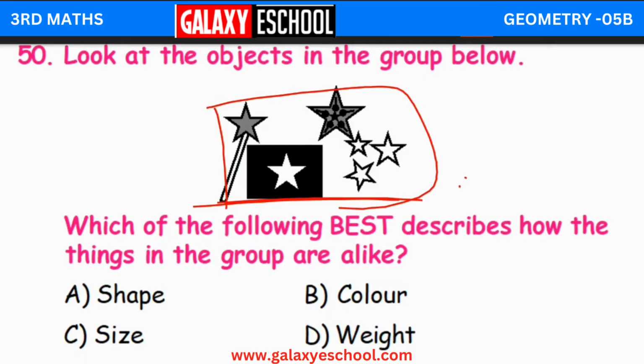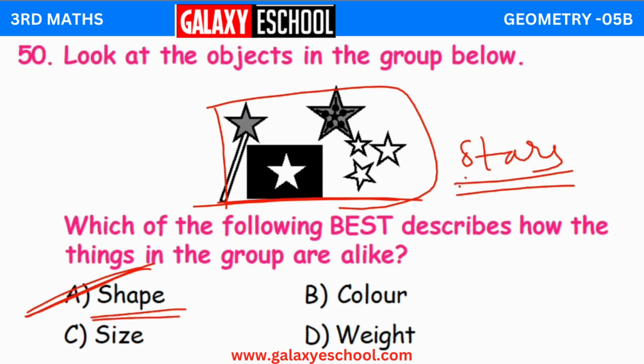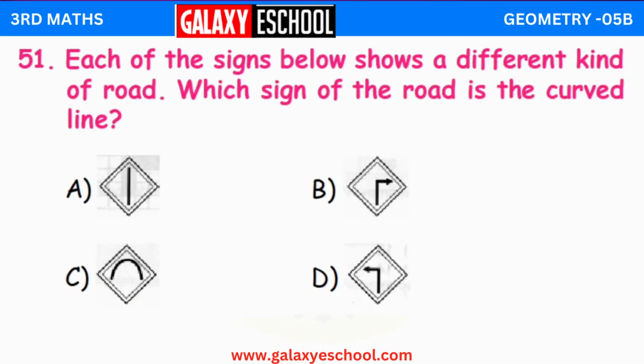The common thing is that they are of the same shape, or all these objects are star shaped. So option A, shape, becomes our correct answer.